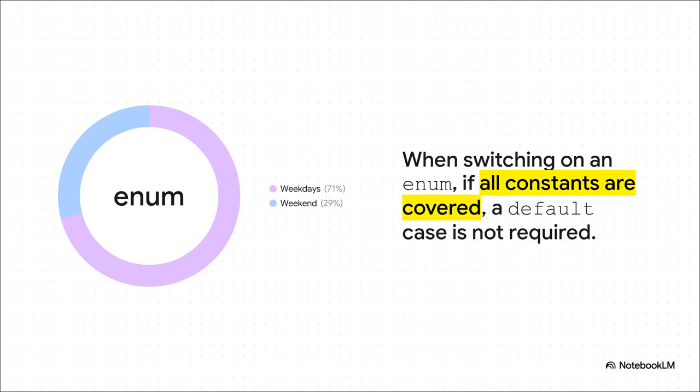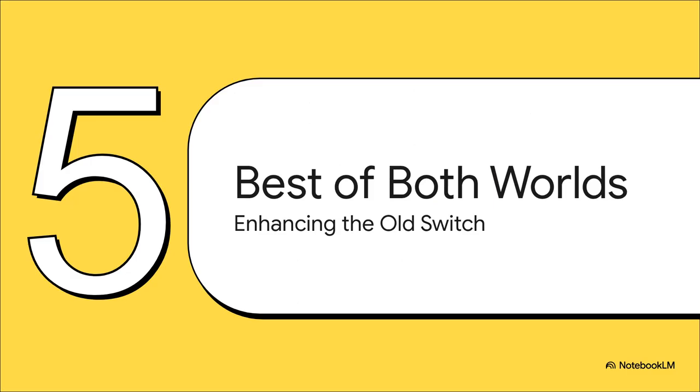Now, there is one major exception where you can get away with not having a default case, and that's when you're switching on an enum. If you write a case for every single constant in that enum, Monday, Tuesday, Wednesday, all of them, the compiler is smart enough to know that you've covered 100% of the possibilities. As you can see here, if all weekdays are covered, there's nowhere else for the code to go, so no default is needed.